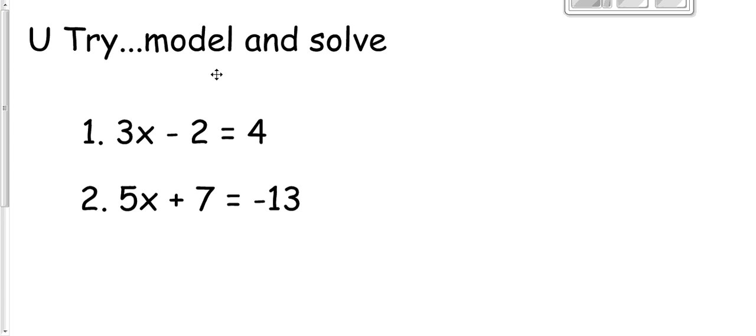Now it's time for you to try on your own, model and solve both of these problems, bring them in with you to class tomorrow, and we will go over them.